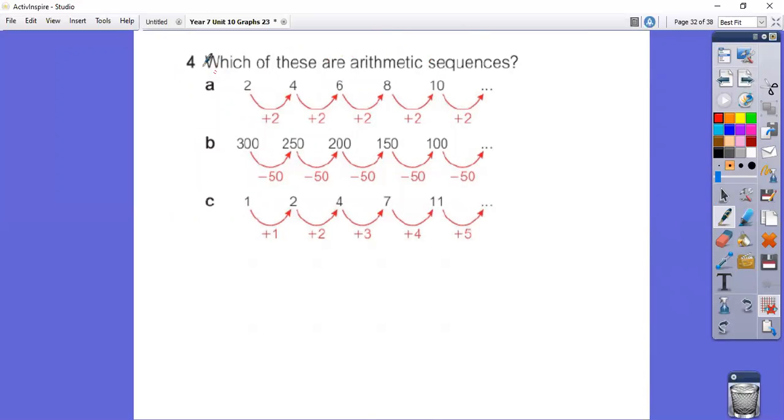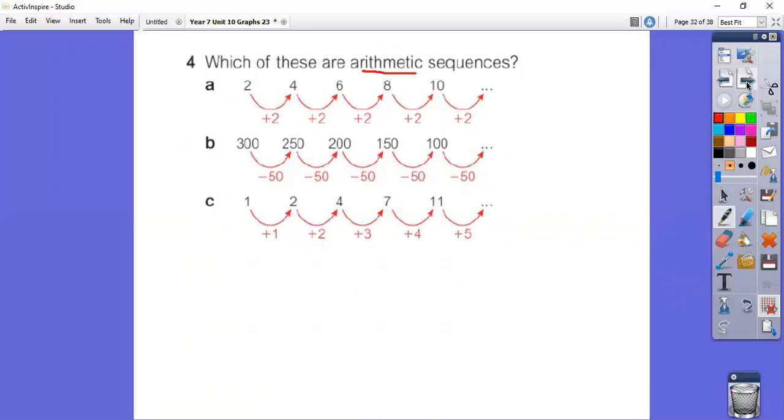Question 4 is asking which of these are arithmetic sequences. So remember from the previous lesson, we looked at arithmetic and geometric sequences. So you need to look and think, okay, which of them are increasing by the same common difference, or decreasing, or multiplying or dividing, and which of them are increasing or decreasing by a not common difference. So which one? Is it A, B, C? Is it A and B? Or is it B and C? You need to look at the sequences and then write your answers in your book.